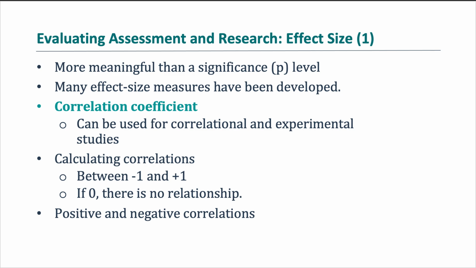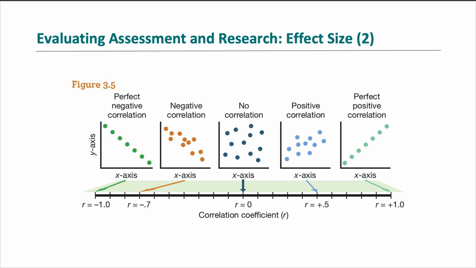Now the positive and negative tells you the relationship type. So that tells you what kind of relationship. So here we have, we usually display this with scatter plots, where we have one variable measured on one axis and we have another variable measured on this axis right here.